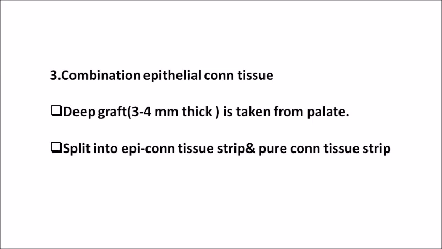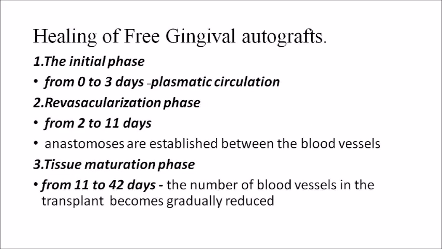Here a very deep graft is taken from the palate, almost 3 to 4 millimeters thick. Then you can split this piece of graft cross-sectionally into a pure connective tissue strip and a strip containing epithelium and connective tissue, and both these can be used for root coverage procedure. So that is about free gingival autograft.